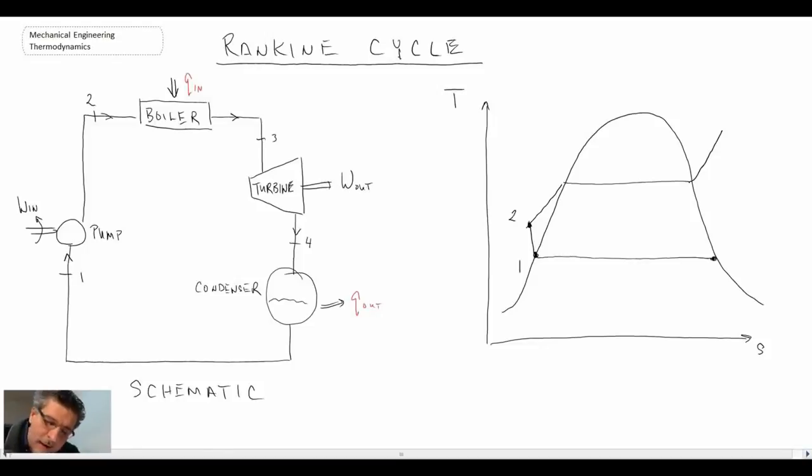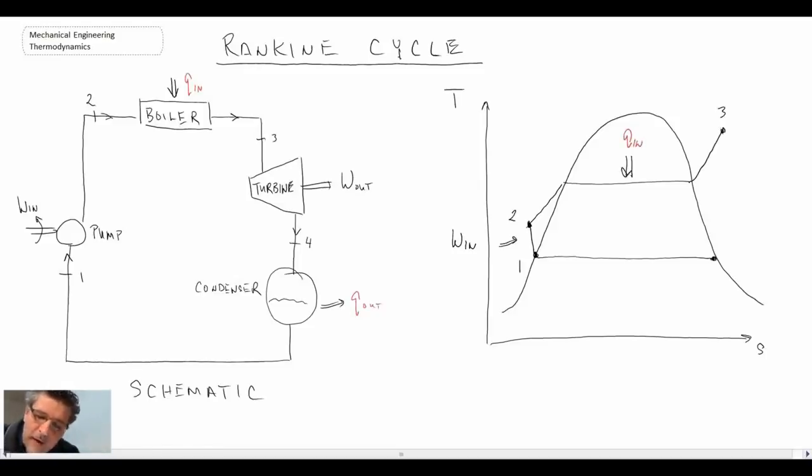And then once we go through the pump, we're doing work in here, so we'll represent that. We then go into the boiler, taking us from state 2 up to state 3, which brings us into the superheated region. And in order to do that, we need to have heat addition. So that is what is going on in the boiler.